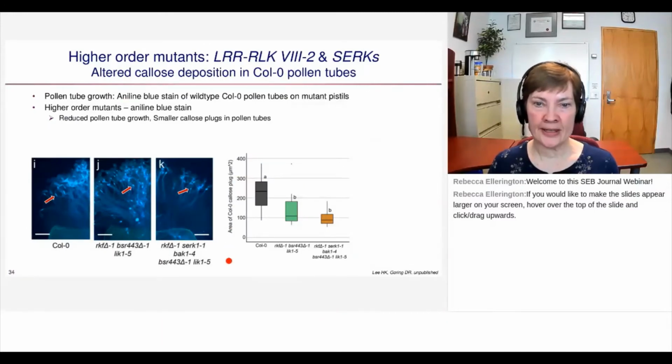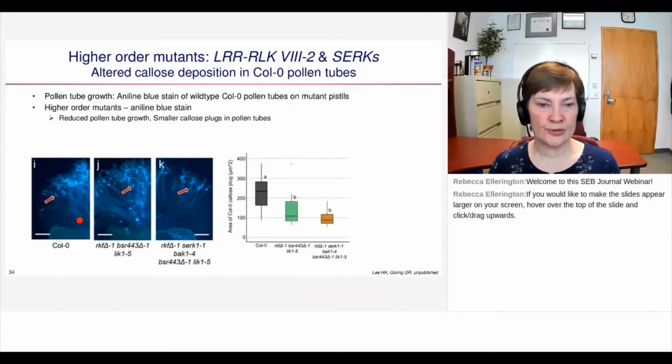Next, some aniline blue stains. We saw a really interesting phenotype come up with these aniline blue stains. So we did see further reductions in pollen tube growth, but I'm going to show you that a little bit later. And what I'm showing you here is that we saw that the pollen tubes also seem to have smaller callose plugs in these higher order mutants. Okay, so these are wild-type Columbia pollen tubes growing through Columbia or mutant pistils. And you can see these little bright spots. These are callose plugs that are being deposited by the pollen tubes.